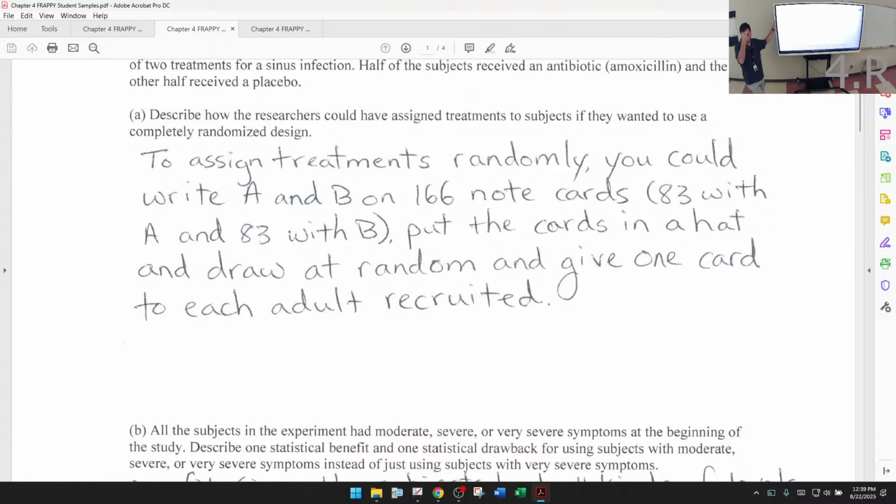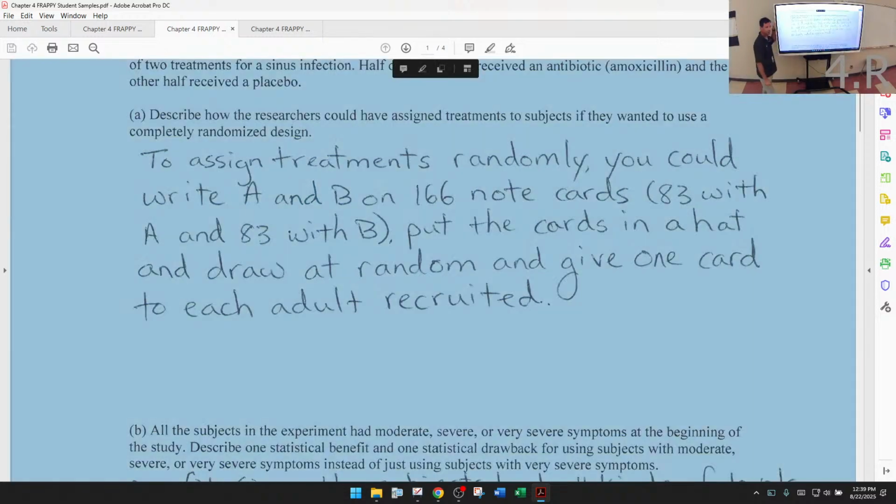Would you need to say he has to mix the cards in the hat? No, you're okay. The random covered that part. But we are missing something. You have to say which one you assigned to. Yeah, they didn't give him an assignment. They didn't give him a group.